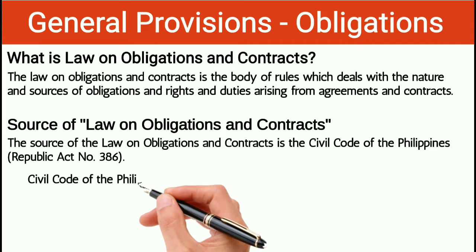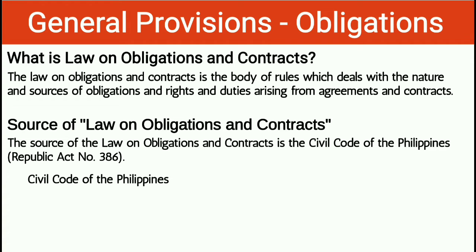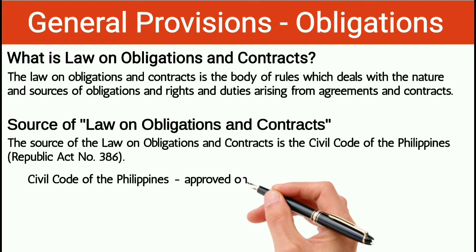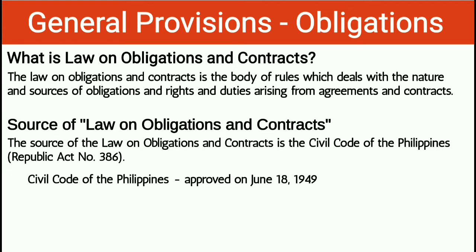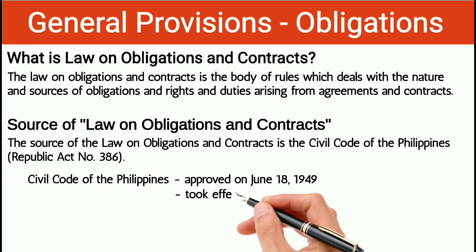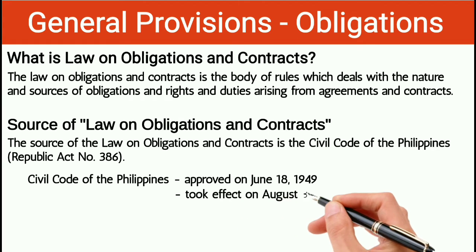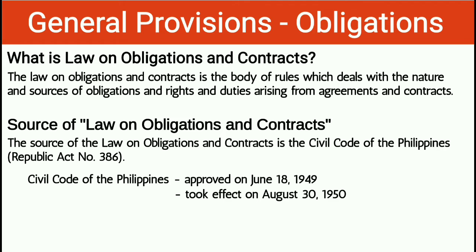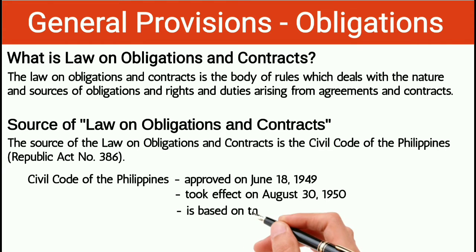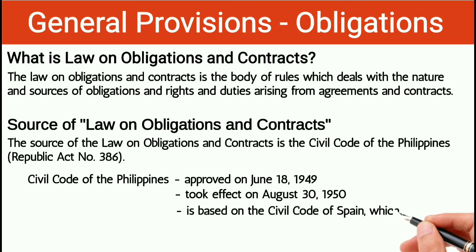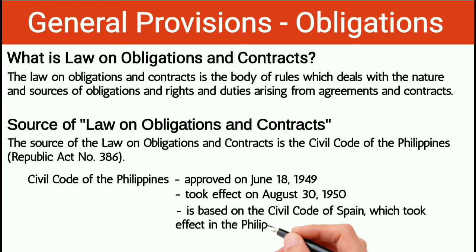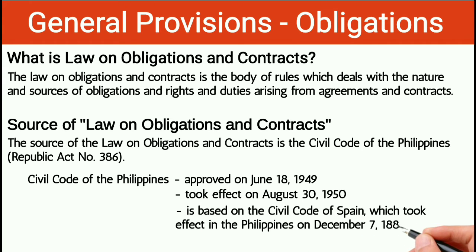Ang Civil Code of the Philippines, or RA number 386, ay na-approve noong June 18, 1949. Pero naging effective lang siya noong August 30, 1950. Actually, the Civil Code of the Philippines is based on the Civil Code of Spain, which took effect in the Philippines on December 7, 1889.